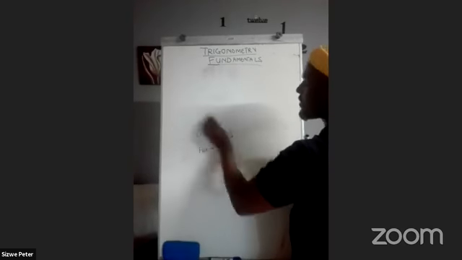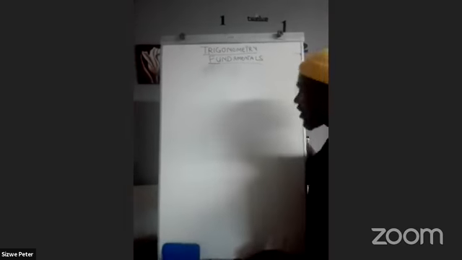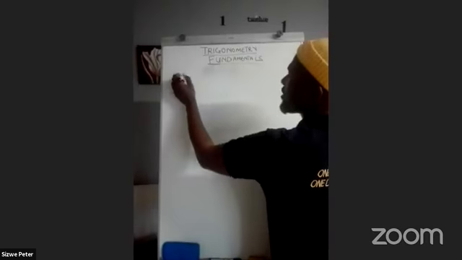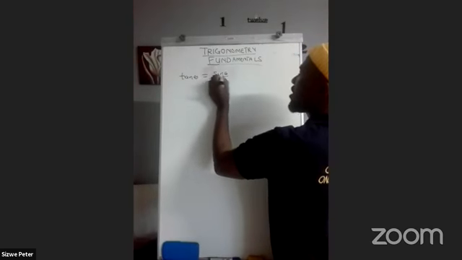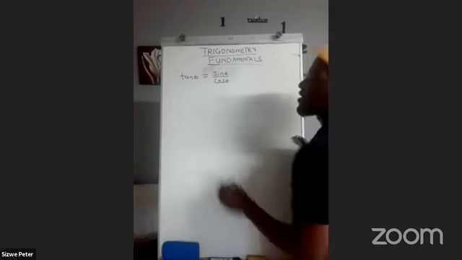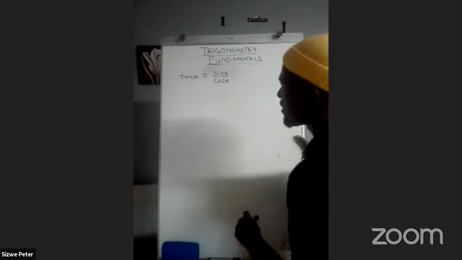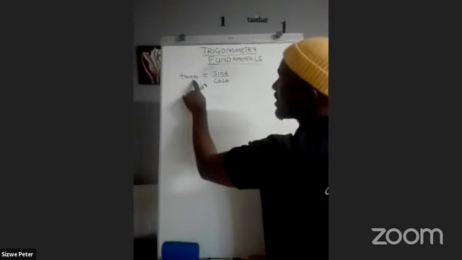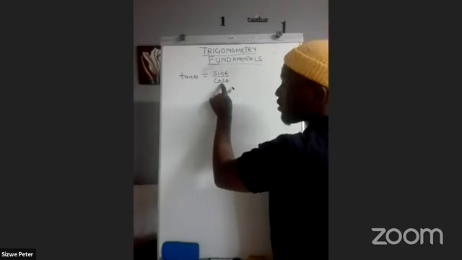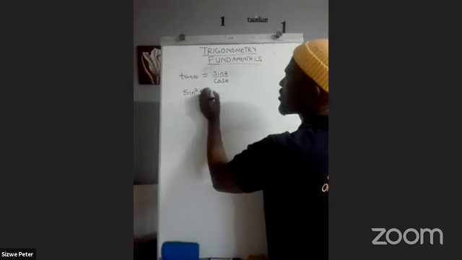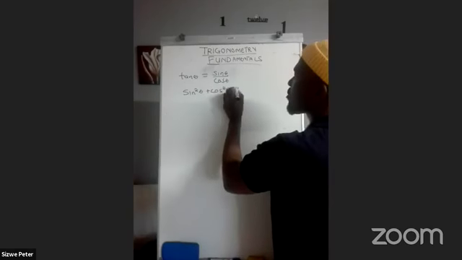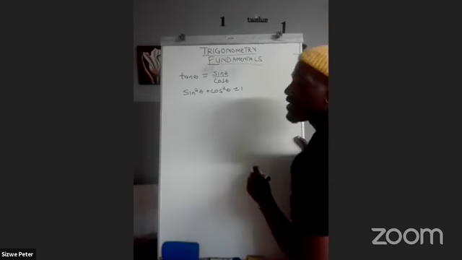These are the basics. You know that tan theta is always sine theta over cos theta. Are we following? But I also know that sine squared theta plus cos squared theta is equal to 1. This is the identity.